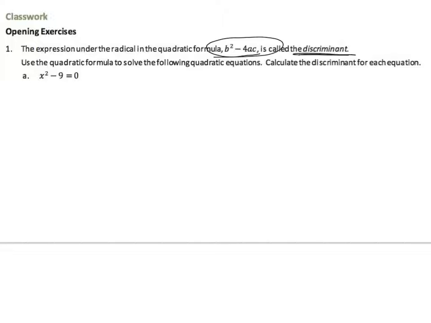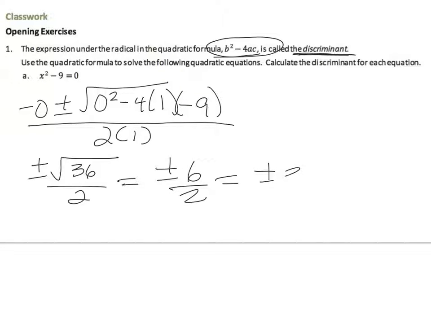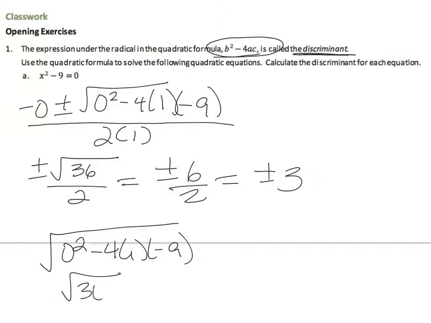So first of all, let's solve this using the quadratic formula. Negative b plus or minus the square root of b squared minus 4 times a times c, all over 2a. Sorry, a is 1. So everything else is gone. We have the square root of 36, over 2, which gives me, can't forget the plus or minus, 6 over 2, which is plus or minus 3. And if I just look at the discriminant, I have 0 squared minus 4 times 1 times negative 9. The square root of 36 is 6. We're going to form a pattern here, so don't worry, we're doing this for a reason.